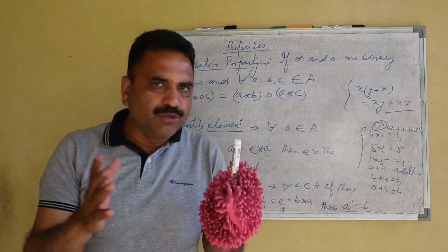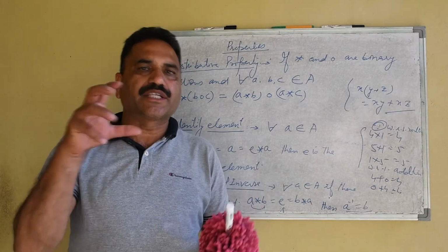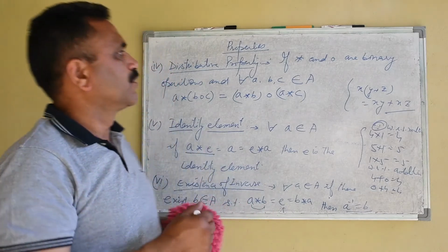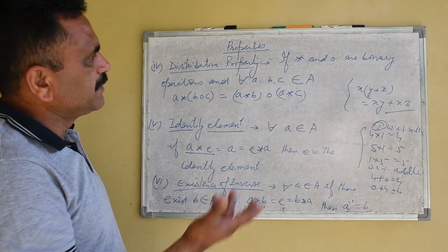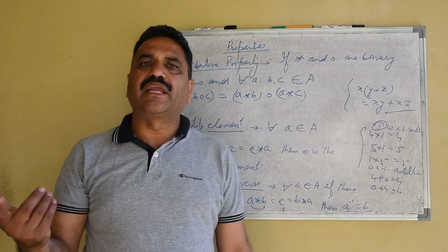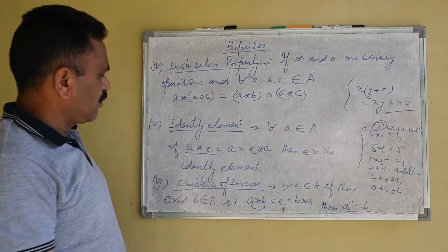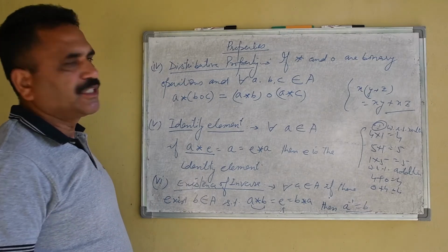That means when we do the mapping of A cross A, the Cartesian product of a set with itself, that type of operation is known as a binary operation, and it may be represented by star, not, del. And then we have done all the properties of binary operation. The first property is the closure property.